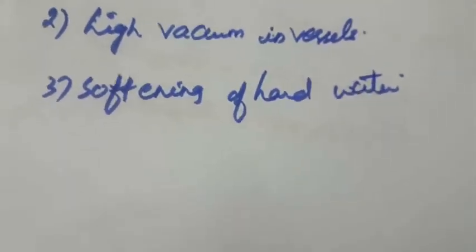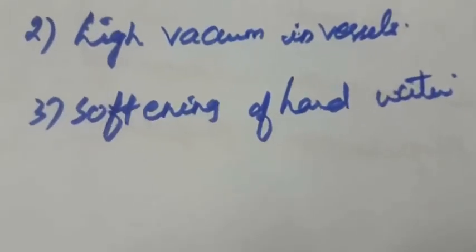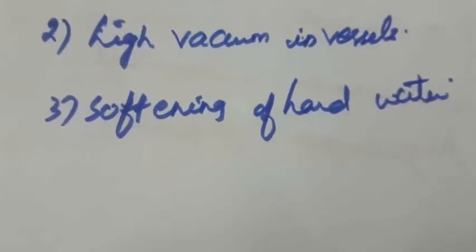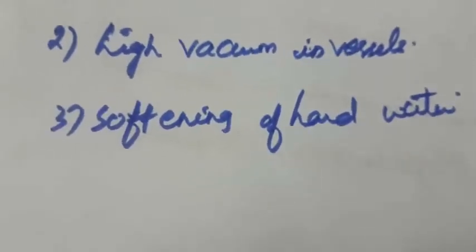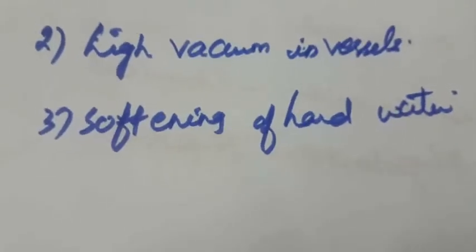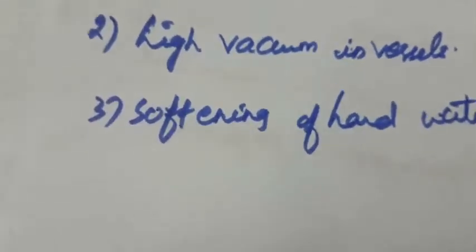So what is meant by hard water? The calcium sulfate and magnesium sulfate, the calcium ions and magnesium ions present in the water, are the cause of the hardness of this water. So that is the softening of hard water. Here the adsorbent absorbs the calcium ion, the magnesium ion and the sulfate. There is an ion exchange in this process.